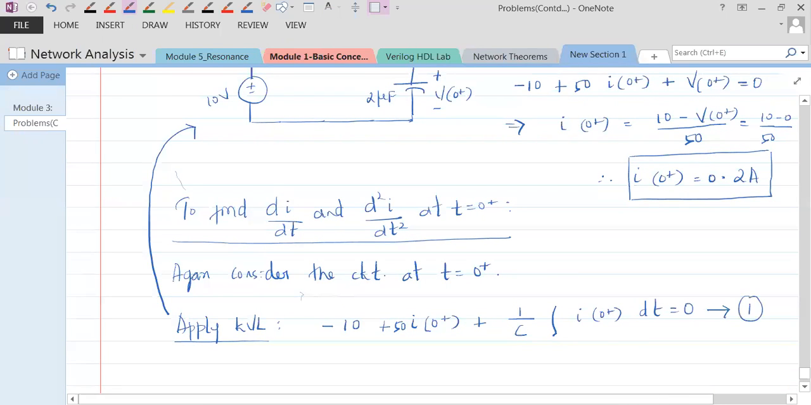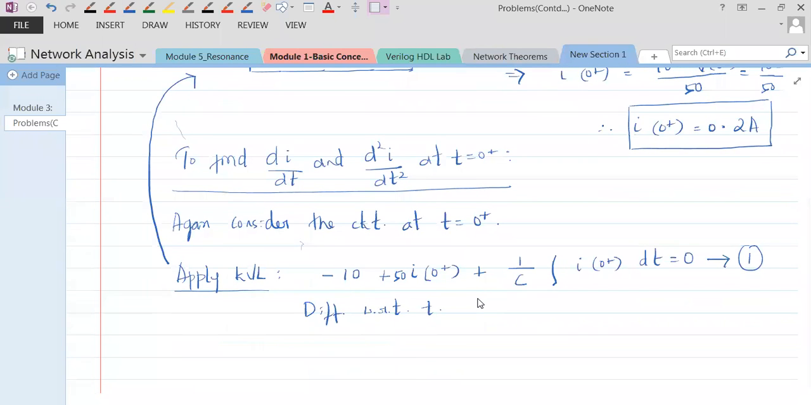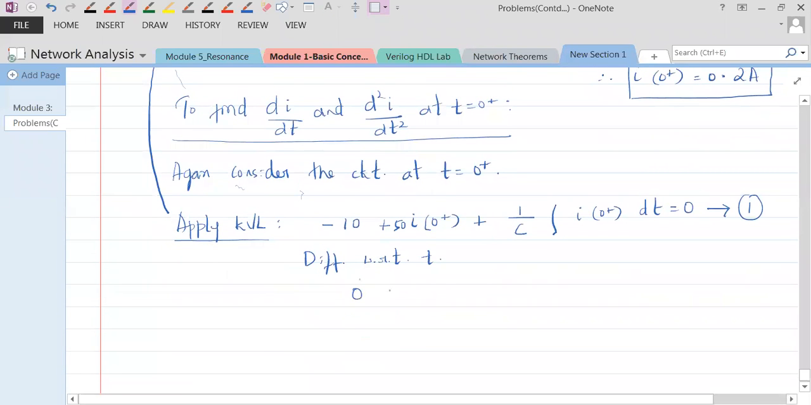Let's call this equation number 1. To find the differentiation of I of 0 plus with respect to t, we need to differentiate this with respect to t. So what do you find? Go on, everybody, differentiate that. Minus 10 goes to 0, because the differentiation of a constant with respect to anything is 0. Then 50 into the differentiation of this, plus 1 by C I of 0 plus, because the integral would vanish when you differentiate the equation.